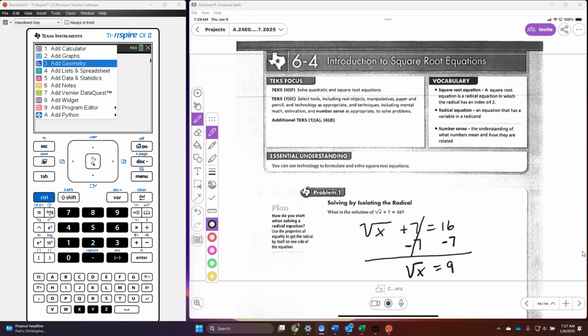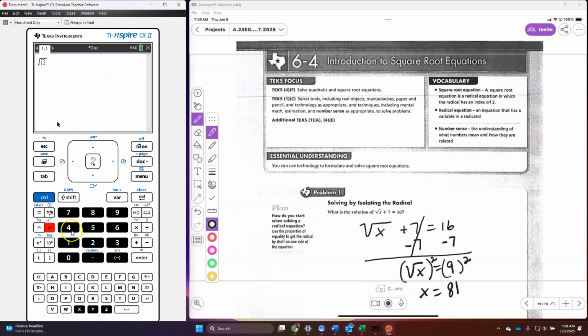Now, to undo the square root and to address the square root, we're going to go ahead and square the left side. And if you square the left side, you're going to have to square the right side. So x equals 9 squared, which is 81. So we're going to go ahead and check. So we have the square root of 81 plus 7 equals 16.